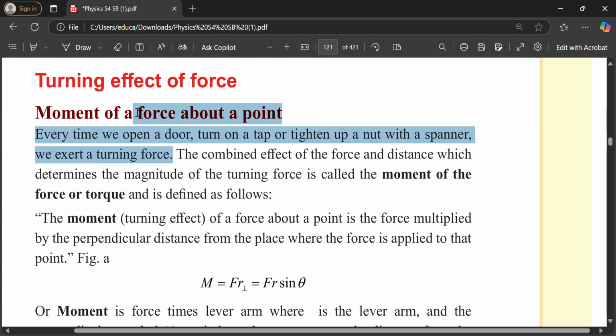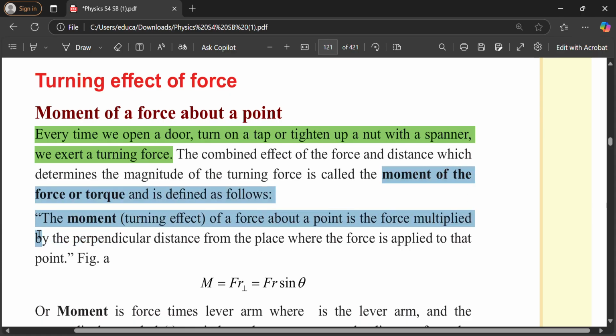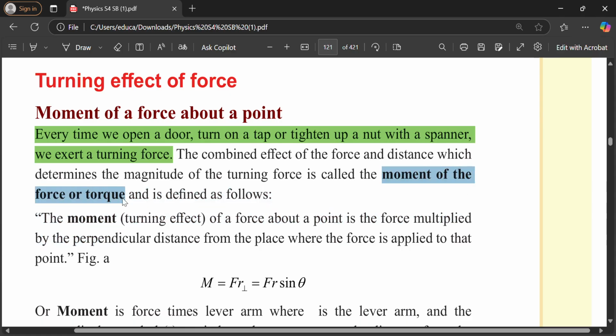gihe uri gukoresha a turning force, uri gukoresha imbaraga zishobora guturning ikintu cyangwa se gishobora gutuma ikintu moving around a turning point. So the combining effect of the force and distance which determines the magnitude of the force is called moment of the torque or moment of force or torque. No kuvuga ngo the effect ya force ndetse na distance wakoreyeho iyo force byose iyo biteranyije hamwe byitwa moment ya force cyangwa se icyo twita torque.